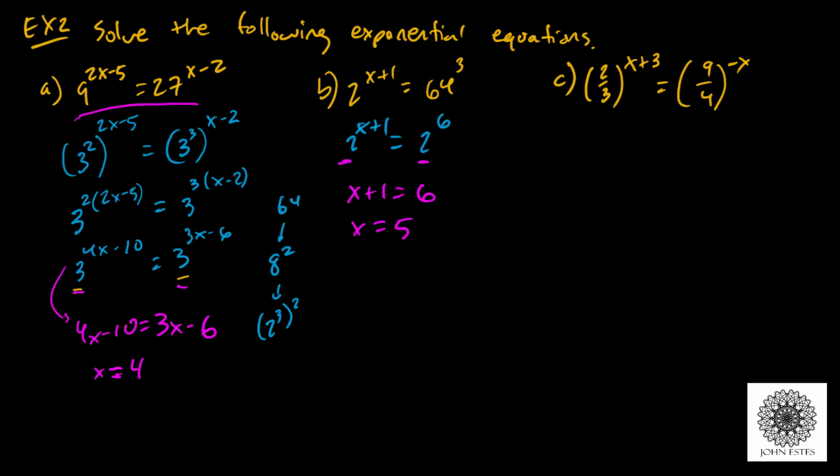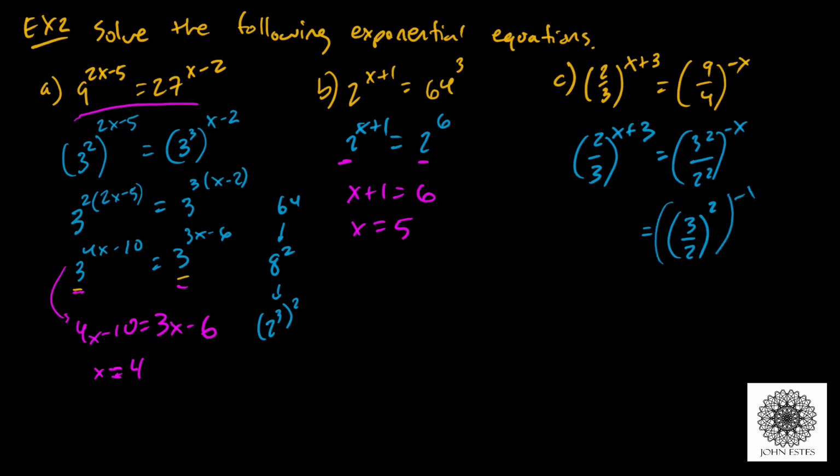2/3, 2 and 3 are both prime, so I know I can't write them as something to some power. The 9 and 4 do look familiar, don't they? I mean, isn't 9 3 squared and 4 2 squared, and have all that to the negative x power? Well, 3 squared over 2 squared is the same as 3 halves squared to the negative x power.